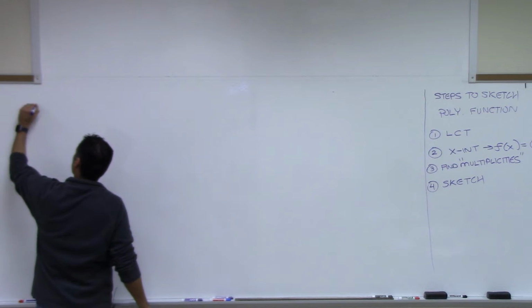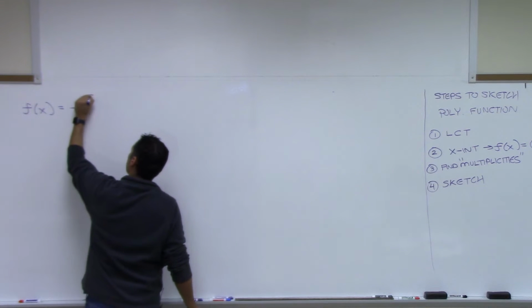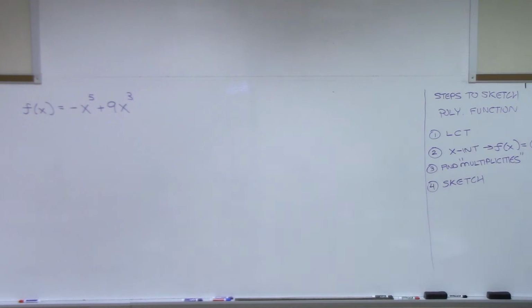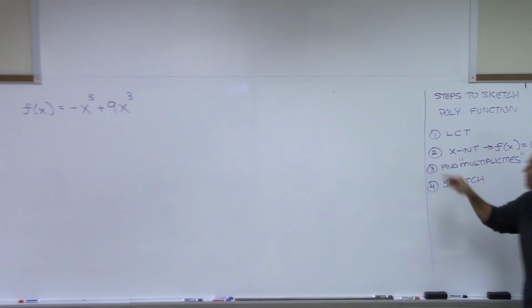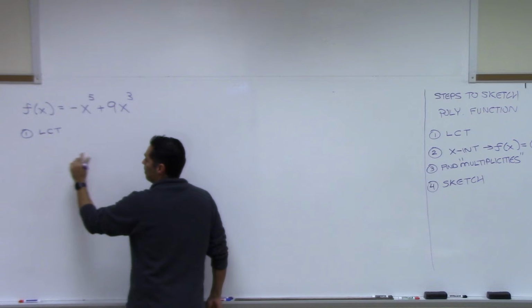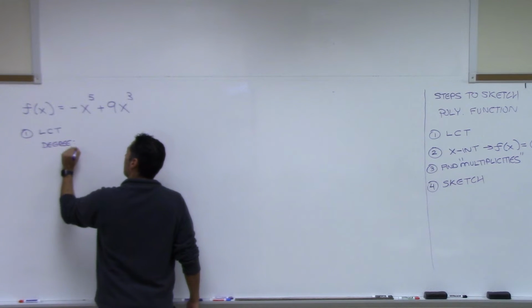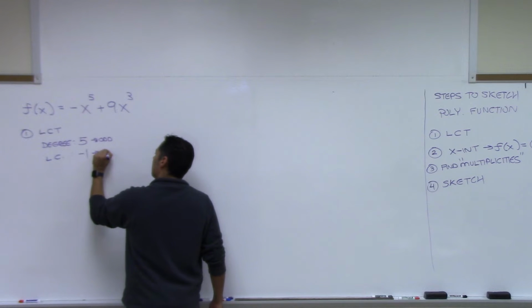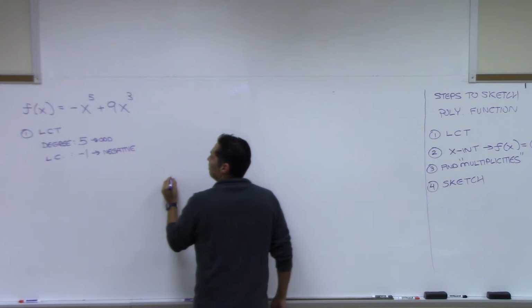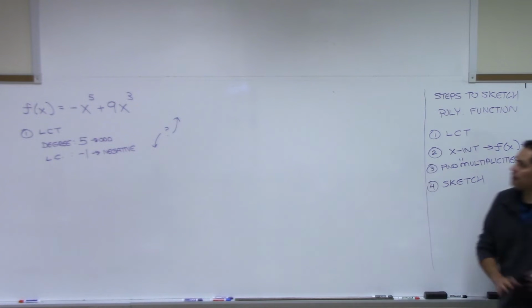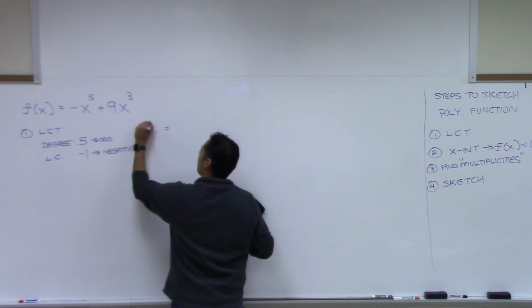All right, so how about this one? Sketch f of x equals negative x to the fifth plus 9x cubed. First step, leading coefficient test. Now, I'm going to write it down even though we've already done this. The degree of this is 5, and that's an odd number. The leading coefficient is negative 1, and that's negative, right? And because of that, we know that the left side went down and the right side went up. Right? I just got that backwards. It was up on the left, down on the right.